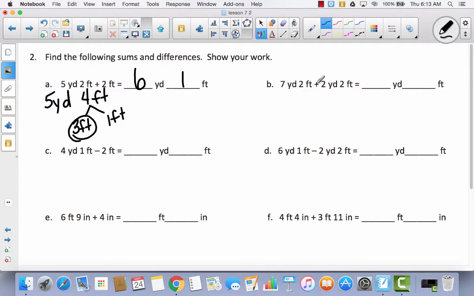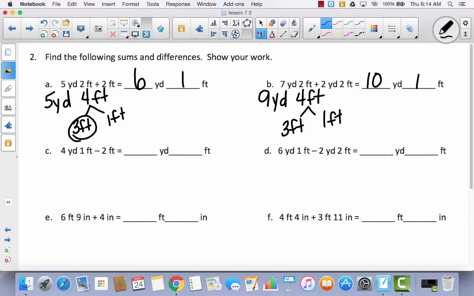All right, see if you can do the same thing in 7. Go ahead and pause the video and try to do it by yourself, and then come back and let's check together. Okay, so hopefully you added your yards. 7 plus 2 is 9 yards. And then you have 2 feet plus 2 feet, which is equal to 4 feet. All right, so we can decompose these 4 feet into the amount of feet that make a yard, which is 3 feet, and now I'd have 1 foot left over. So I'm going to take 9 yards plus 1 more yard equals 10 yards and 1 foot.